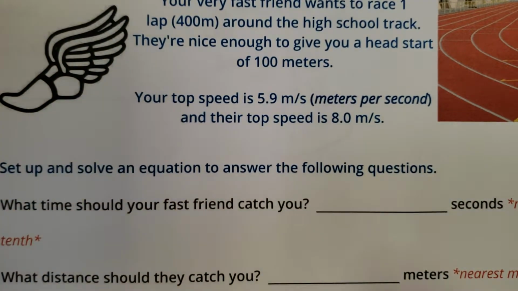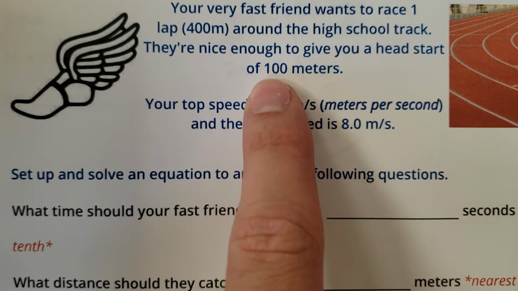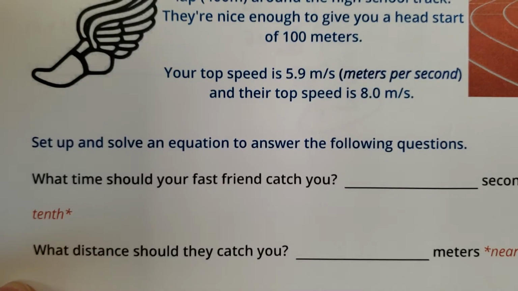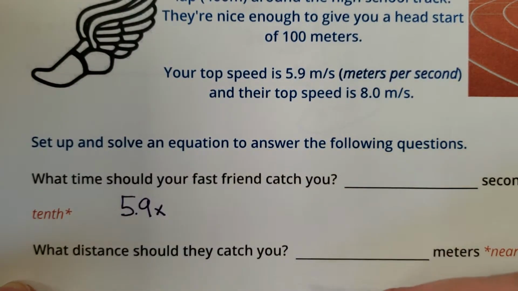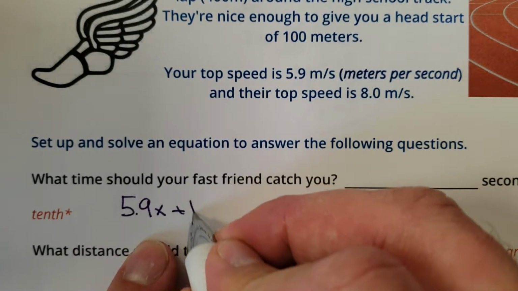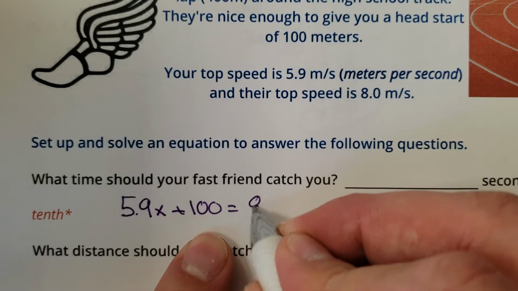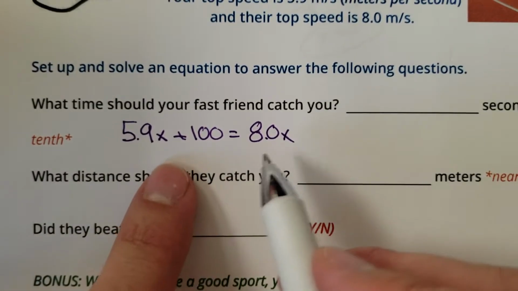All right. There we go. Your top speed is 5.9 meters per second. Their top speed is 8 meters per second. And you get a 100-meter head start. So this is what I would solve if I were you. So here's you: 5.9x, your rate, plus your 100-meter head start equals your friend's, which is just going to be 8x. Okay?